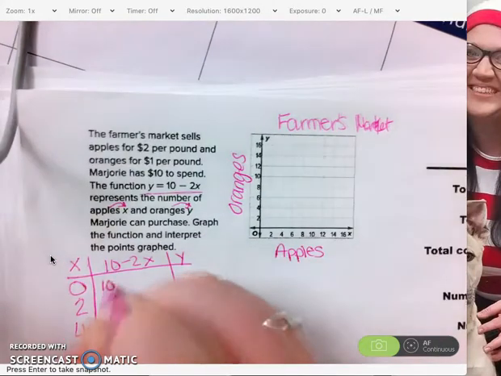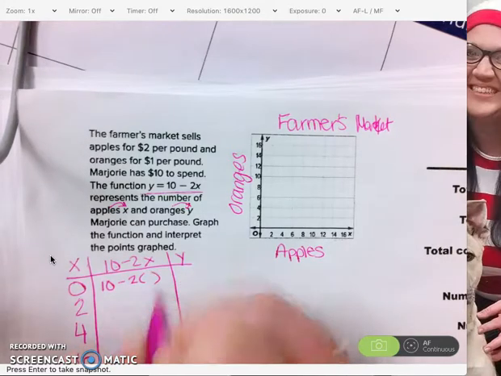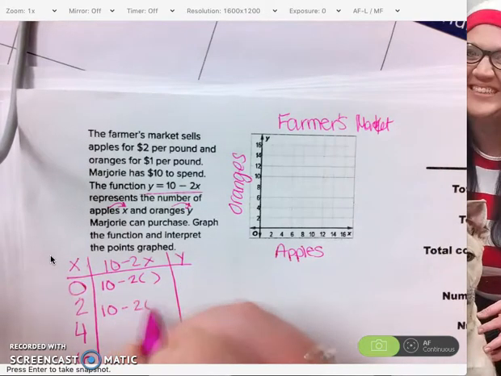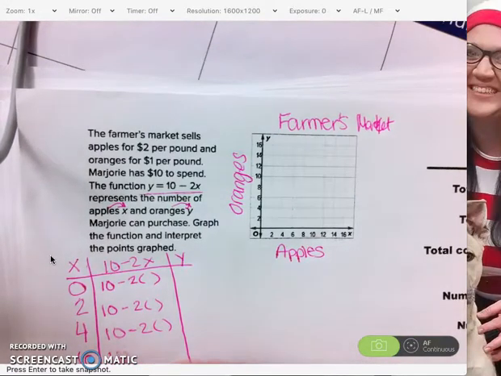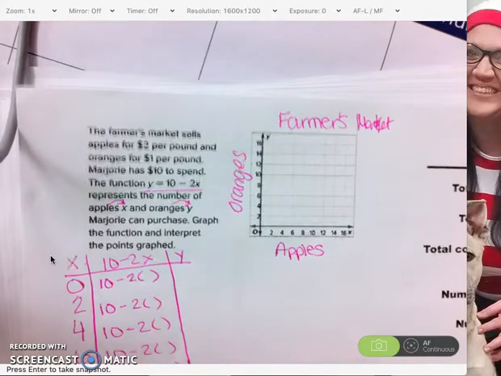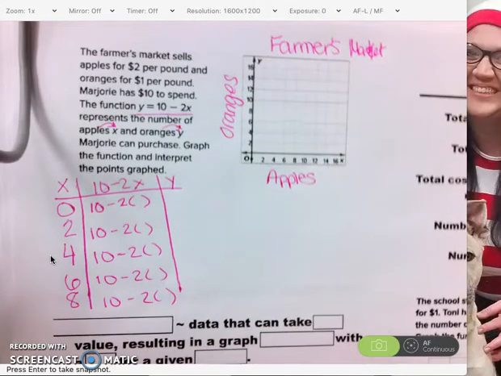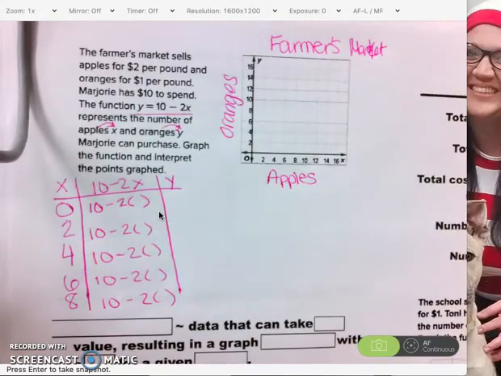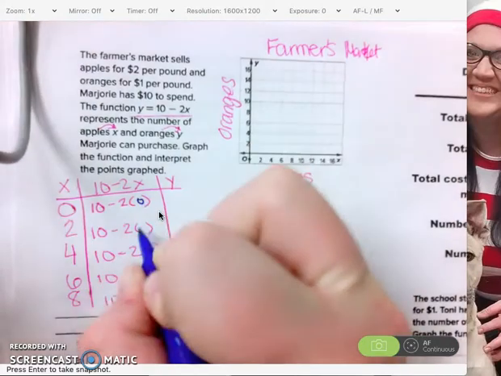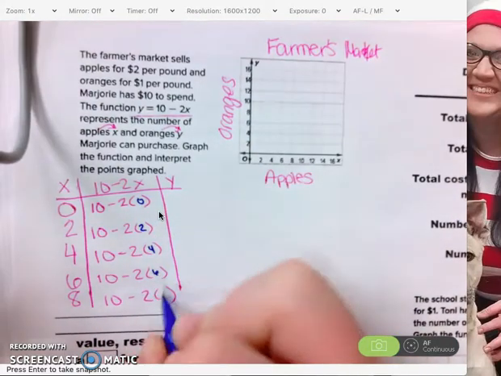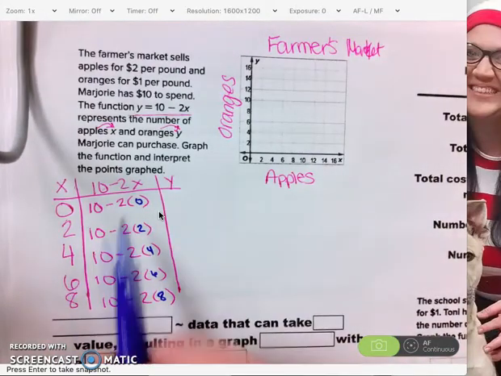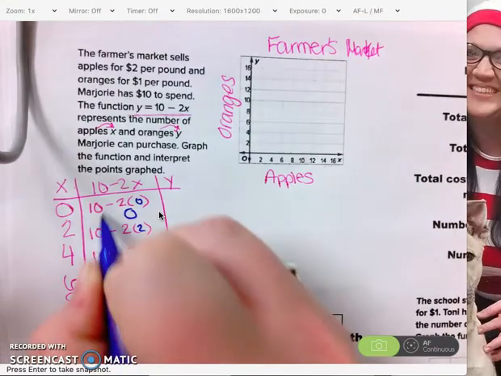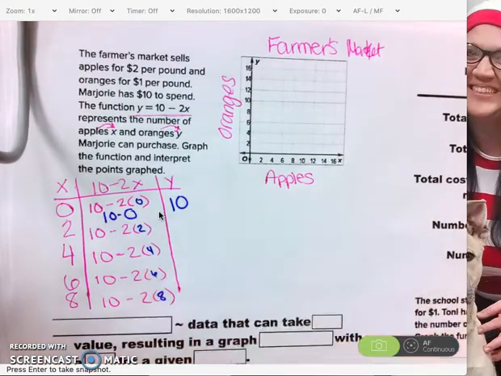And my equation is 10 minus 2x, and I get something out. So you see wherever I said x, I started putting parentheses. So 0, 2, 4, 6, and 8. So I want to do multiplication first. So 2 times 0, which is 0. So 10 minus 0 is 10.